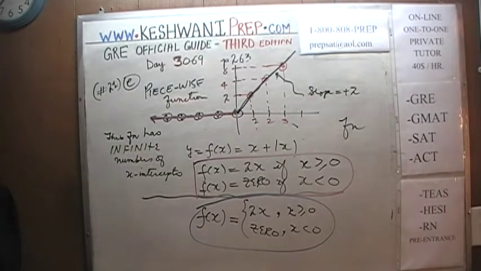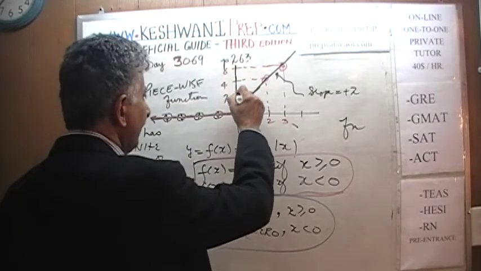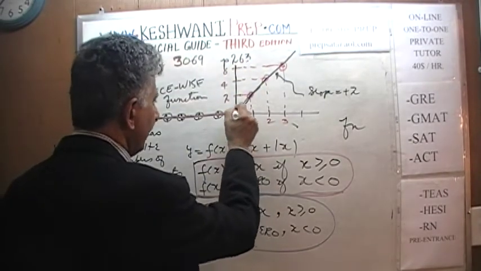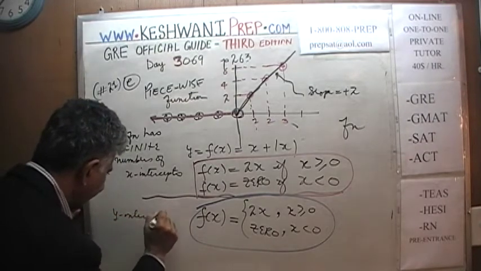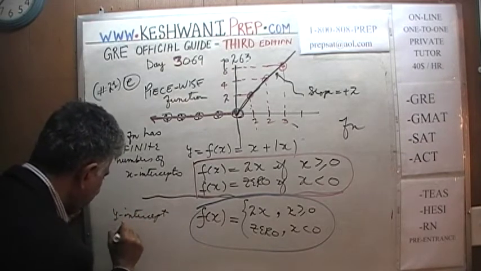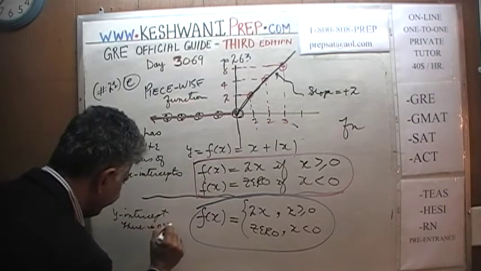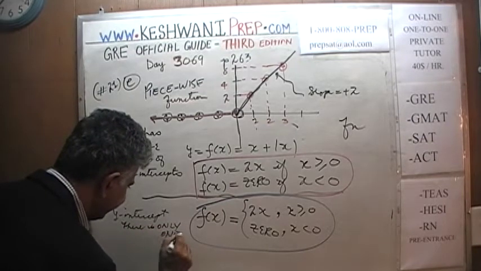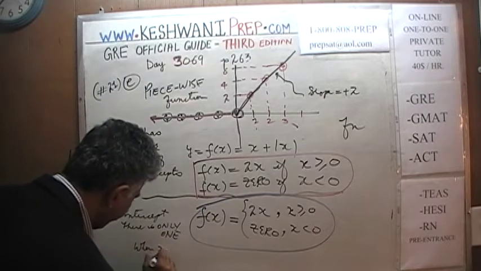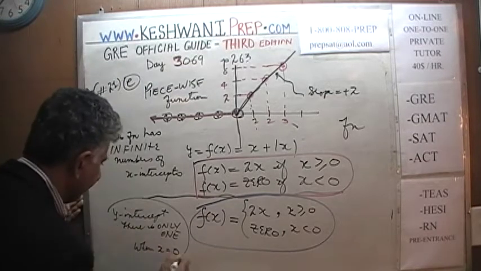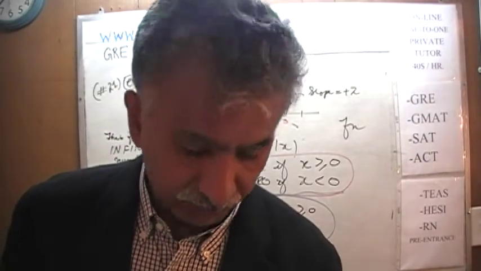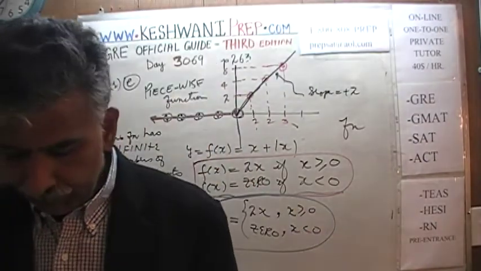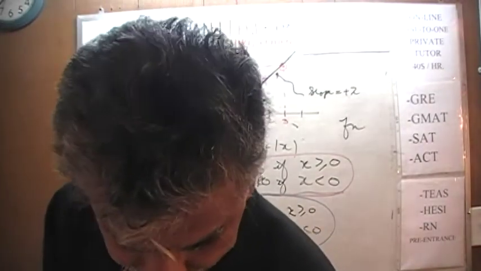What is the y-intercept? Where does it cut the y-axis? Well, there's the y-axis, and it cuts the y-axis only at one point, right here, when x is equal to 0. The y-intercept, there is only one. When x is equal to 0, that's the y-intercept. The y-intercept happens to be at the origin, 0, 0. Then x is 0. X-intercepts, there are infinite number of them.